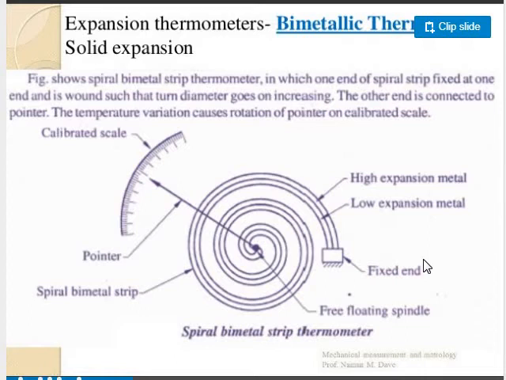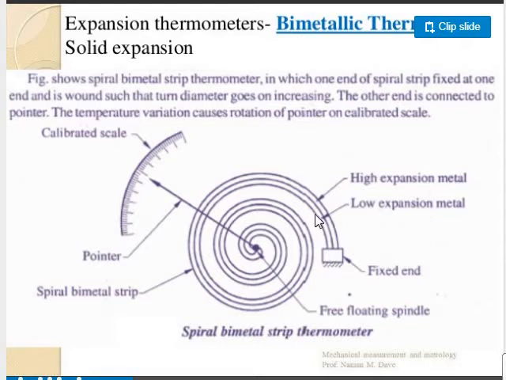So it is an expansion thermometer. The figure shows a spiral bimetal strip thermometer in which one end of the spiral strip is fixed at one end and is wound such that the turn diameter goes on increasing. So we can see in the diagram that it is in the form of a spiral. So we call it a spiral bimetallic strip thermometer, and one end is fixed.